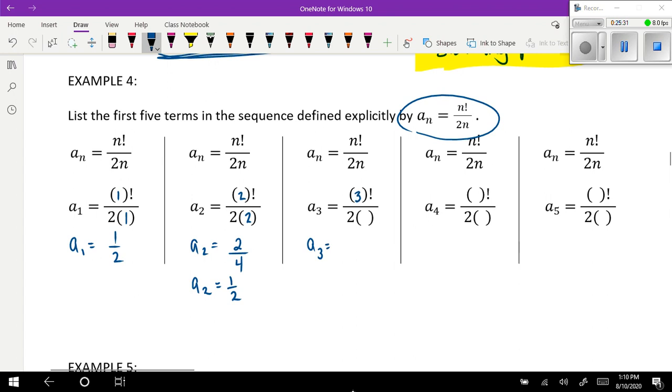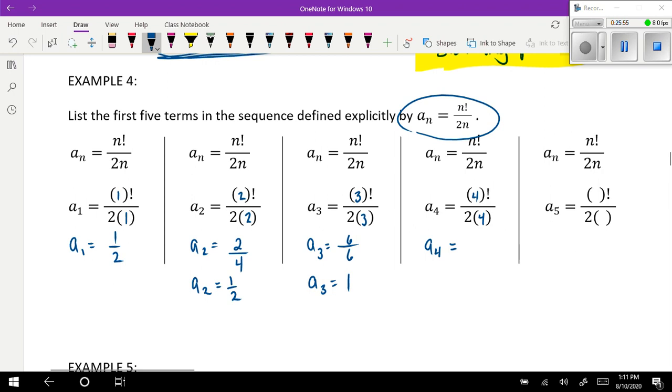A sub 3 says go ahead and put a 3 in for my factorials. So this is going to give me 3 factorial, which I hope you know is 6, right? Divided by 2 times 3, which is 6. And this gives me a sub 3 is equal to 1. I'm looking at a sub 4 now, so I'm going to put a 4 in.